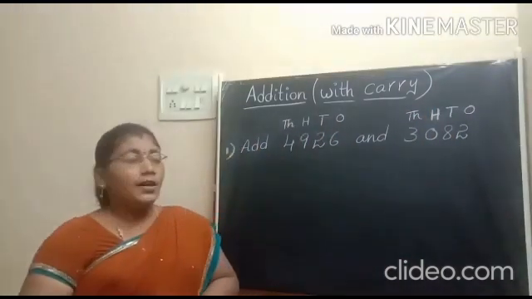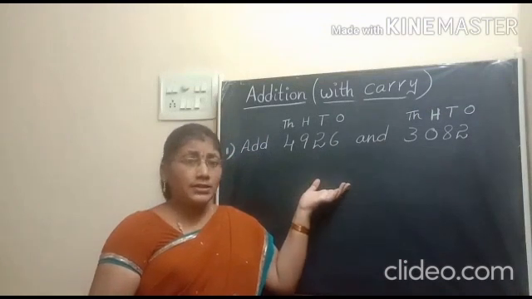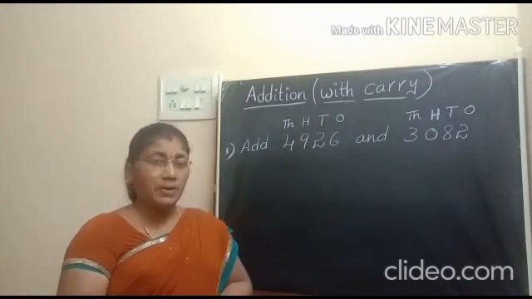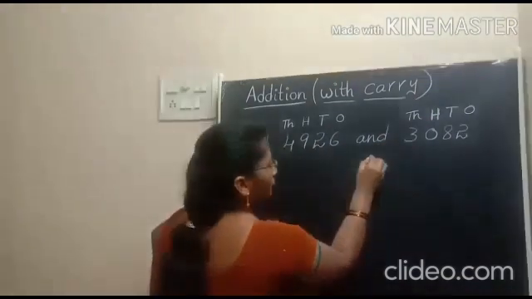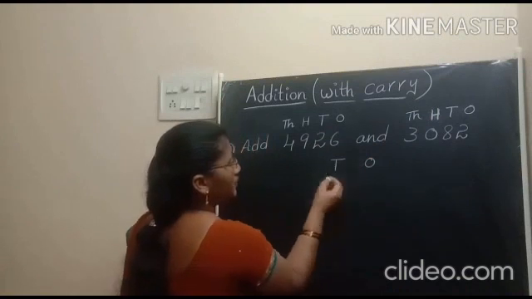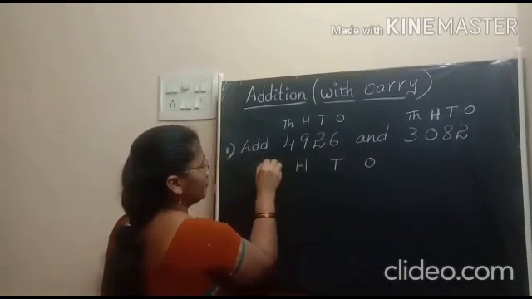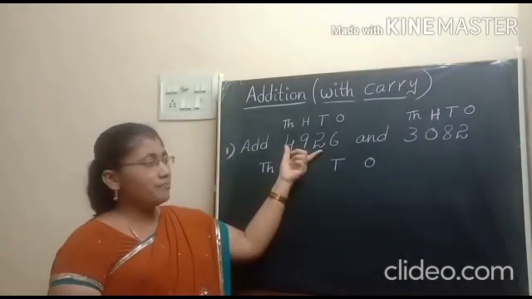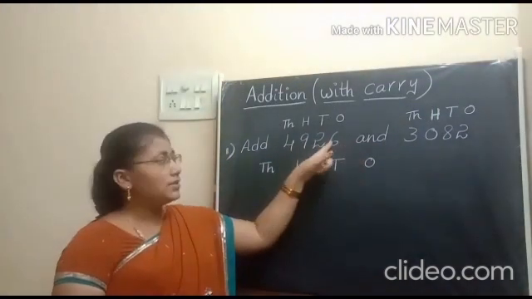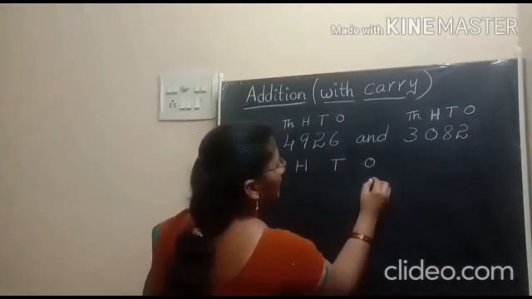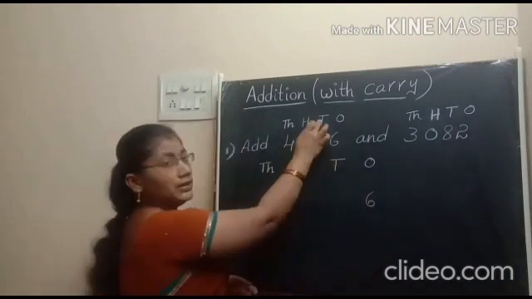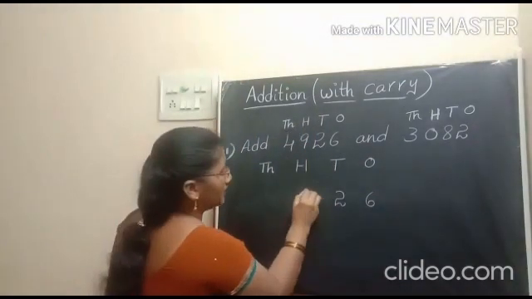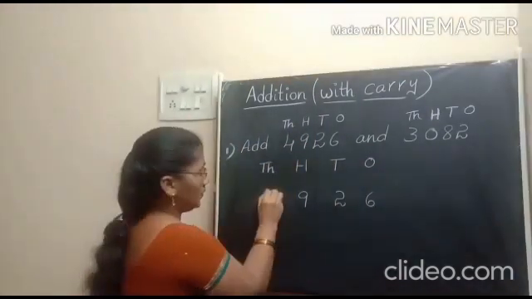Now, as in the previous case, first we should arrange these digits according to their places. So, first we should write places as columns. Now, we should write the first number, 4,926. 6 is in the ones place. 2 is in the tens place. 9 is in the hundreds place. 4 is in the thousands place.